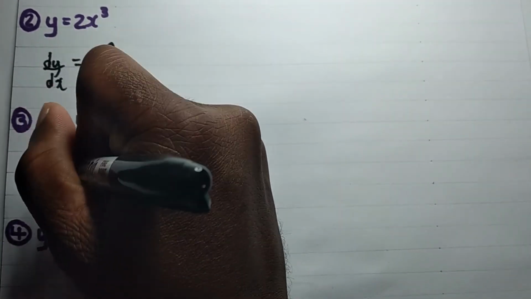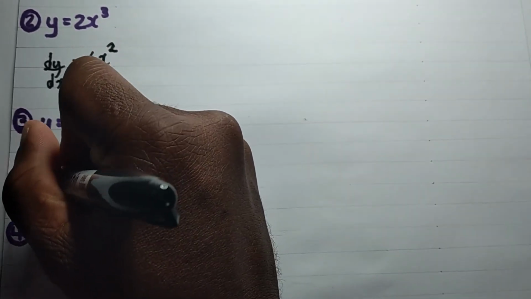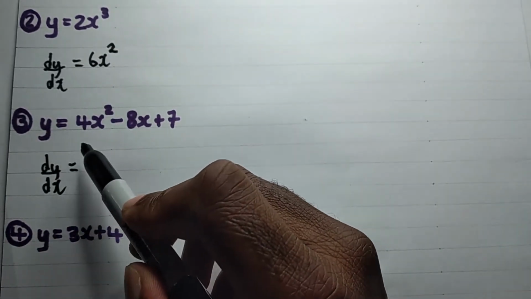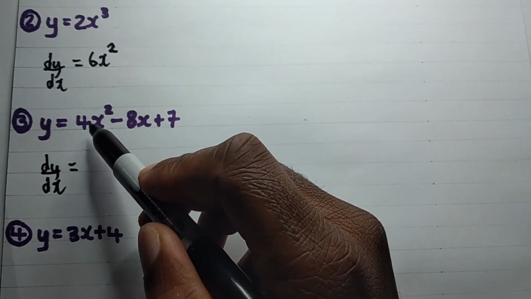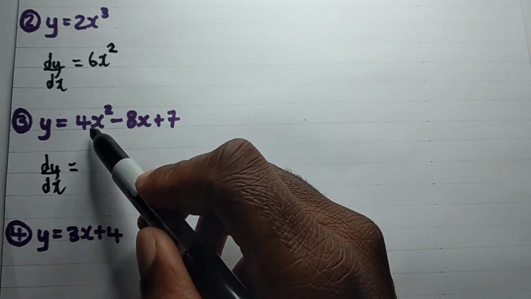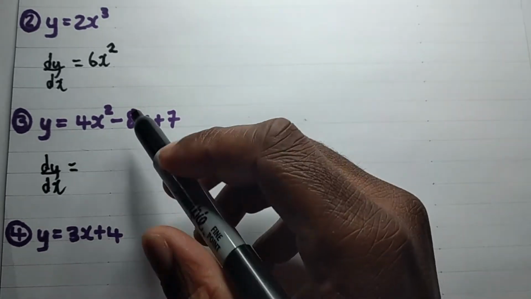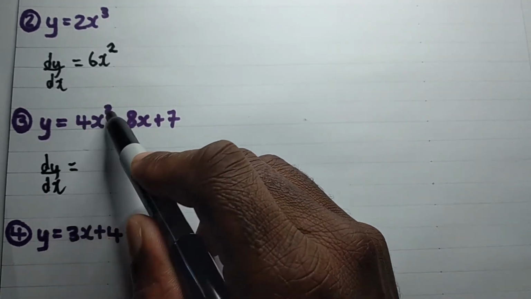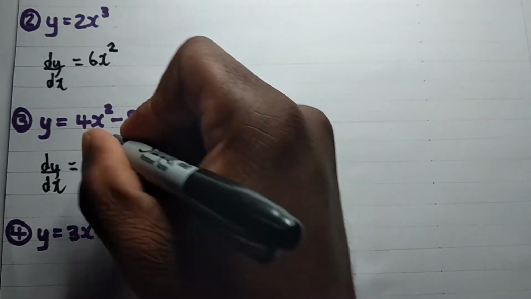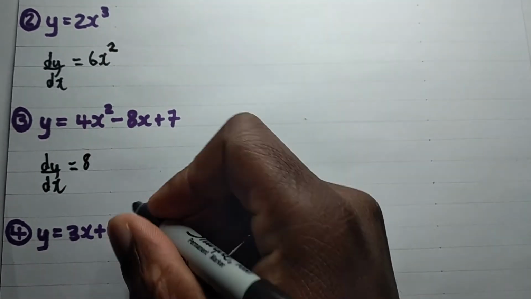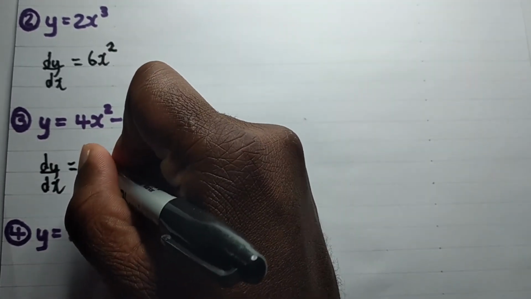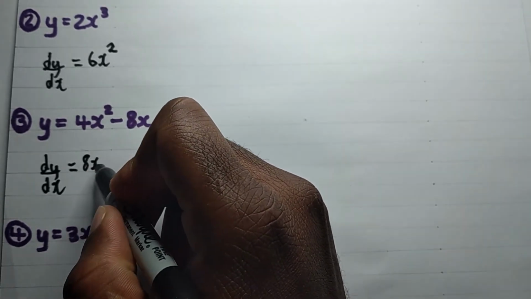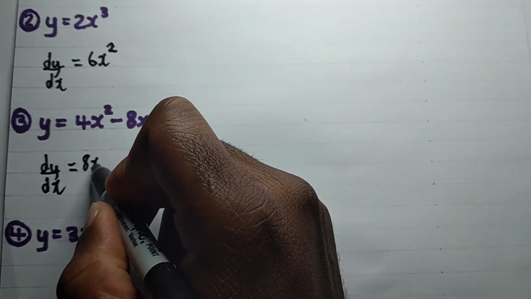Let's look at this one now. If we want to differentiate this, dy by dx would be equal to, and by differentiating this we'll differentiate each term. Here we multiply by the power, so 2 times 4 gives us 8. So we'll have 8x. If we subtract 1 from this power, we'll end up with x to the power of 1, which is the same thing as x.